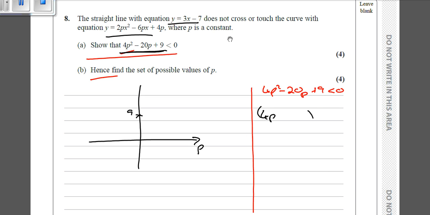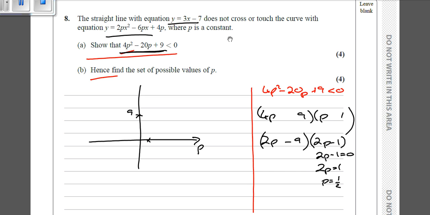So 4p squared minus 20p plus 9: 9 and 1 don't work, but if we do 2p minus 9, 2p minus 1, that would work. So 2p minus 1, if we set that bracket equal to 0, 2p minus 1 equals 0, 2p equals 1, so p equals 1/2, so it goes through at 1/2. 2p minus 9, we set this bracket equal to 0, so 2p minus 9 equals 0, 2p equals 9, p equals 9 over 2.